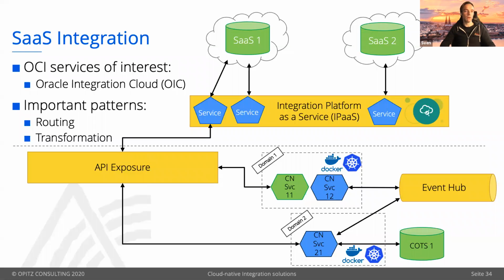And Oracle Integration Cloud, which is the integration platform as a service, provides, for example, a connectivity agent which you can deploy in your DMZ, which then connects your iPaaS platform to your on-prem solution.